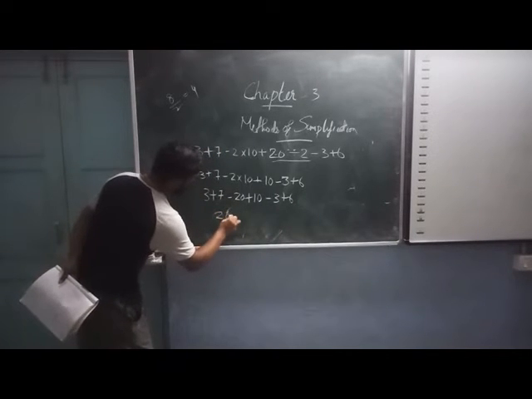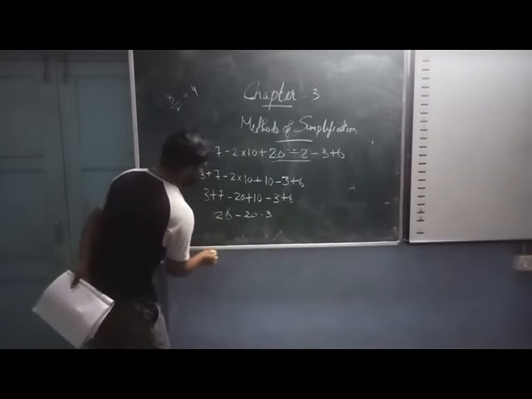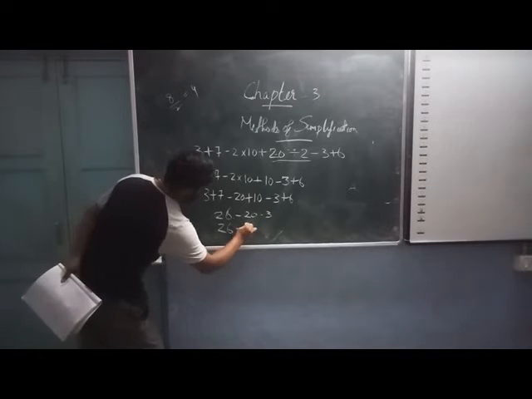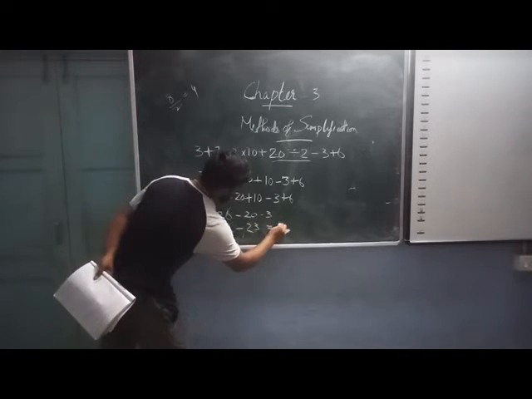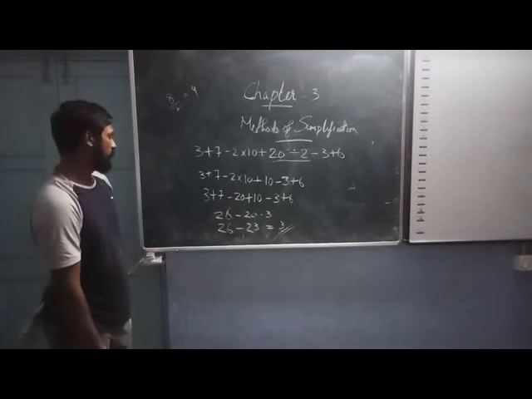So 26 minus 20 minus 3. Now we have to subtract. 26 minus 23 is equal to 3. So 3 is the answer. So is that clear?